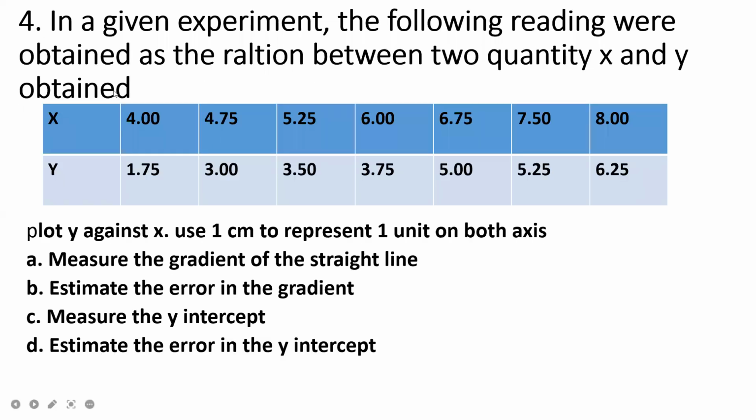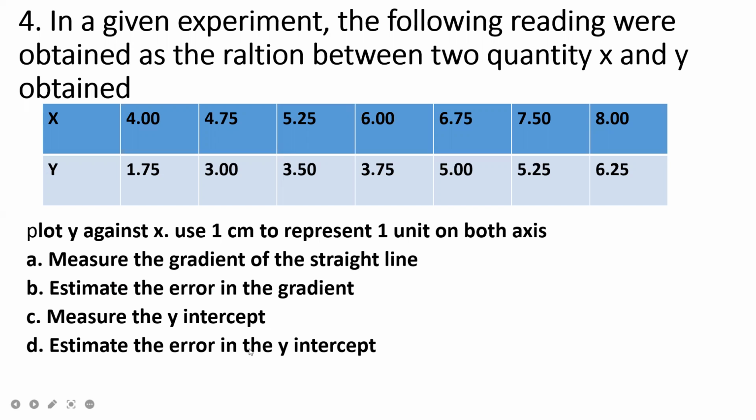Now, the next question says, in a given experiment, the following readings were obtained as the relation between two quantities X and Y. So this is the table we're given. The first thing we are asked to do is plot Y against X. Use 1 centimeter to represent 1 unit on both axes. Measure the gradient of the straight line. Gradient also means slope. The next one says estimate the error in the gradient. The next one says measure the y-intercept.